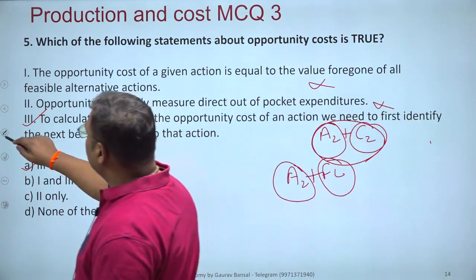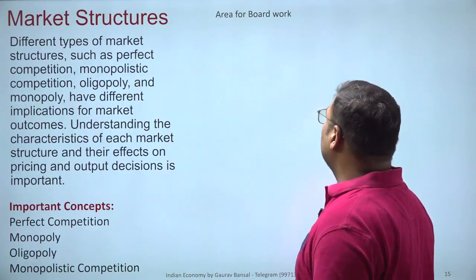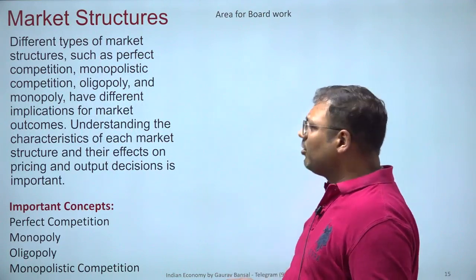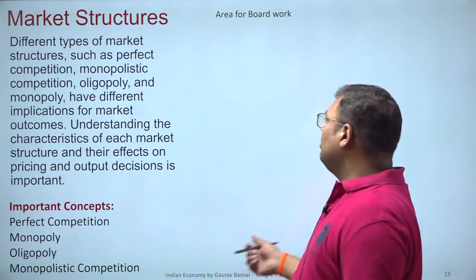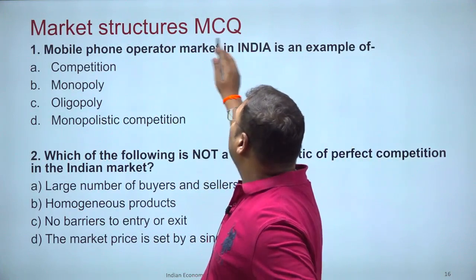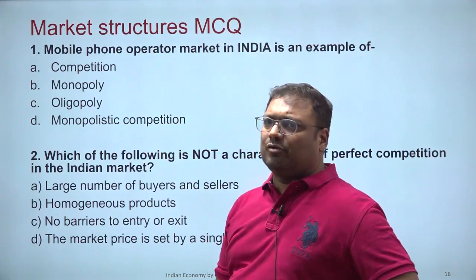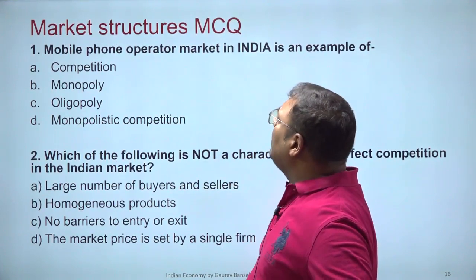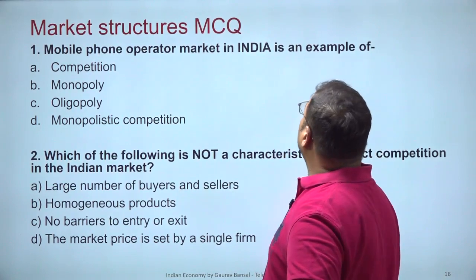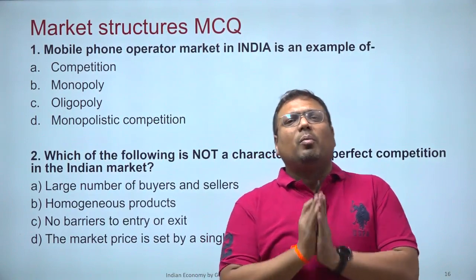Okay, now next, market structure. Okay, so perfect competition, monopoly, oligopoly, monopolistic competition. On this we are going to discuss. Market structures are a very important topic, and regularly we have seen questions. Now question number 1 here is: the mobile phone operator market in India is an example of mobile phone market.